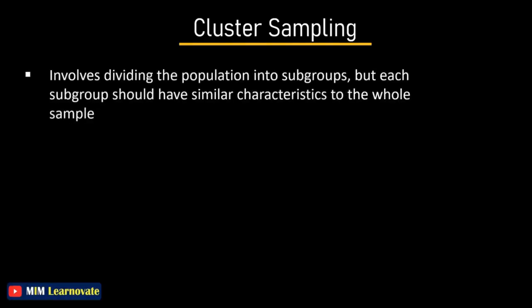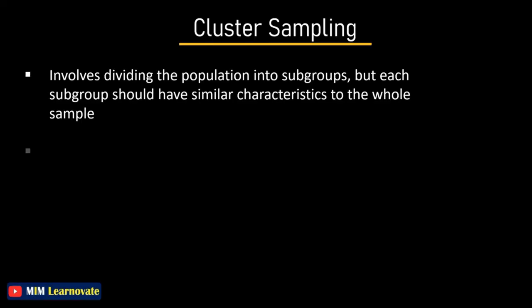Cluster sampling. Cluster sampling also involves dividing the population into subgroups, but each subgroup should have similar characteristics to the whole sample. Instead of sampling individuals from each subgroup, you randomly select entire subgroups.